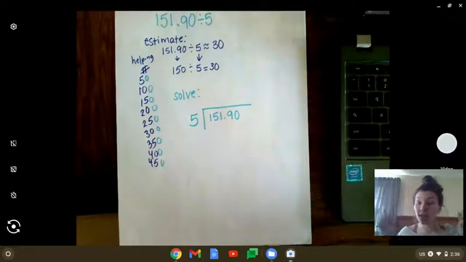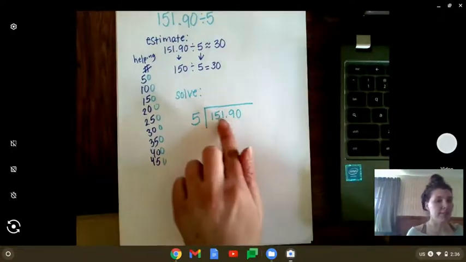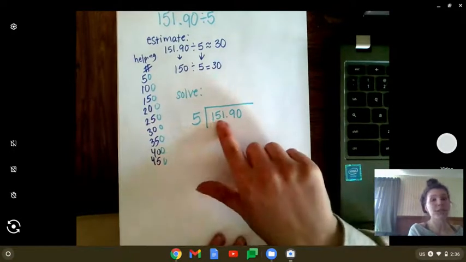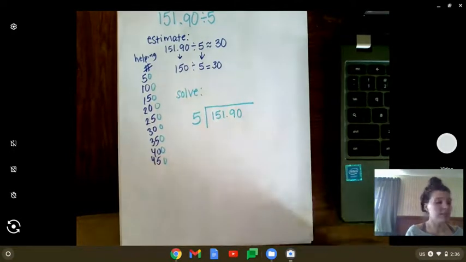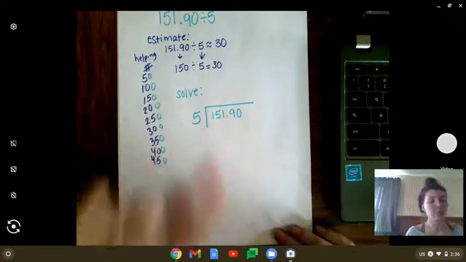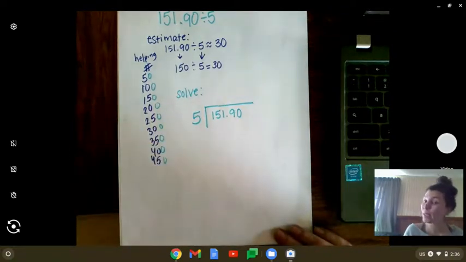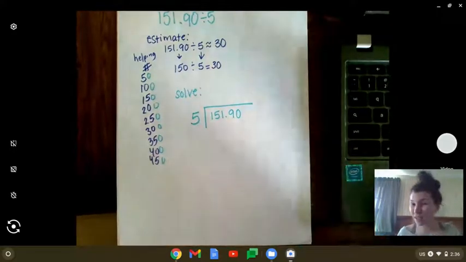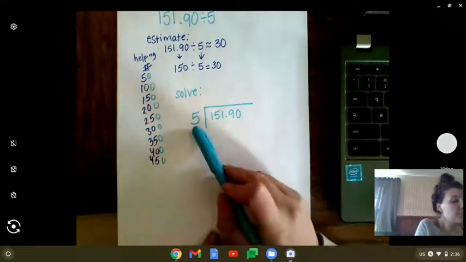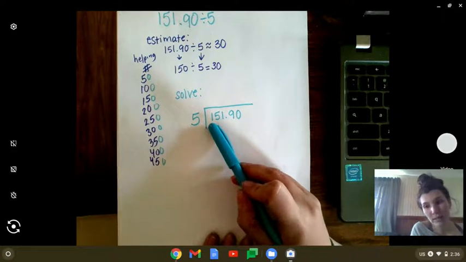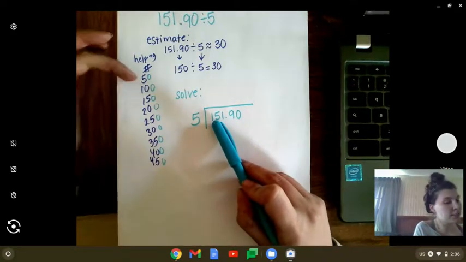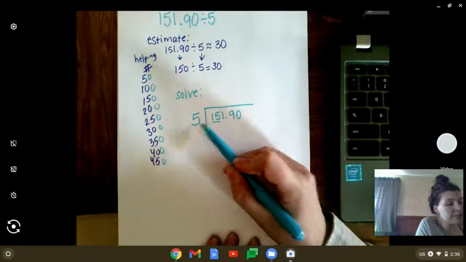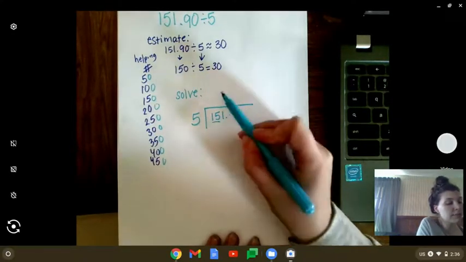We have to chunk up our dividend. Dividend is the brownies or the cookies or the money. So if we're thinking about this, this would mean $151.90 divided by 5 people. The number on the outside is the amount of people you are sharing. So I'm going to do 5 because I have to chunk it. 151 is too big. 5 into 1, that doesn't work. 5 into 15. I'm going to look at my helping number. Goes in 3 times. So 15 divided by 5 is 3.